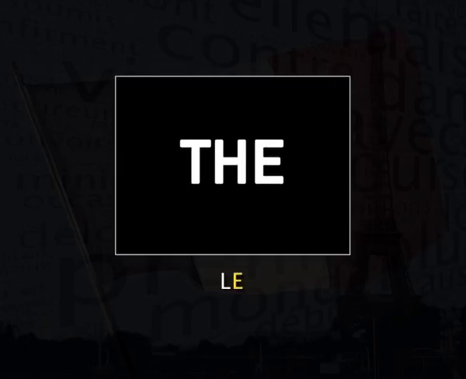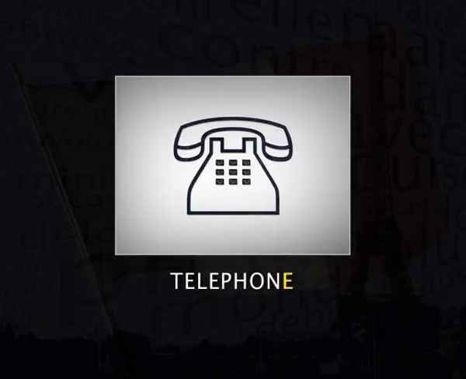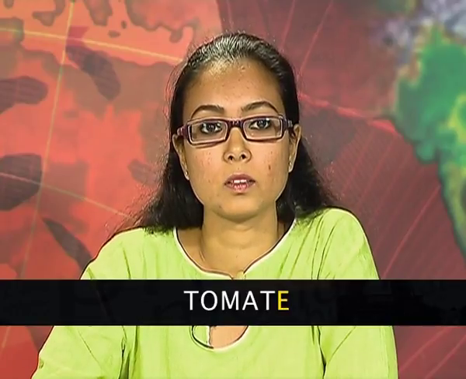For example, in the words le, tomate, téléphone, bibliothèque. I'll again repeat the words: le, tomate, téléphone and bibliothèque. As you see, each of these four words ends with the letter E, and each time the letter E is silent. So you pronounce the words as though the final E were not there.